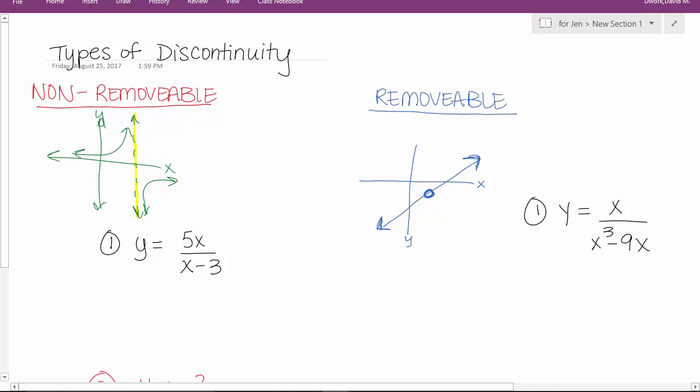The non-removable discontinuity numerically will look something like 5 divided by 0. I have some non-zero value over 0. There's typically not much I can do with that algebraically. That says a whole lot. Versus 0 over 0 for the removable. So again, that is sort of the calculus conversation that you will have. The 5 over 0 versus 0 over 0.